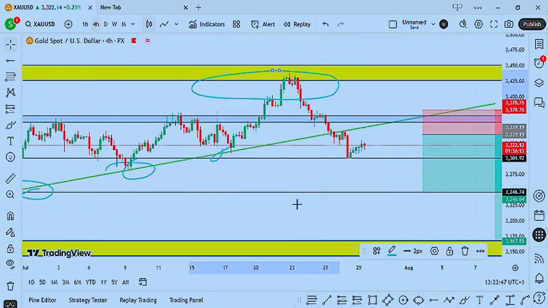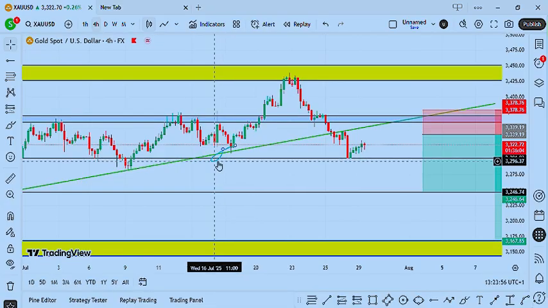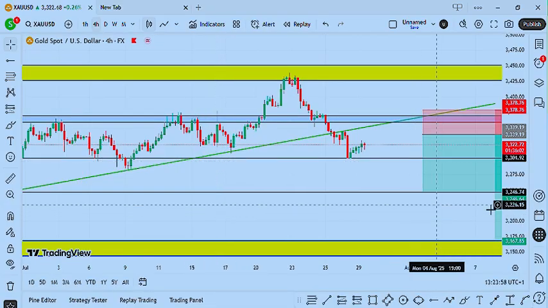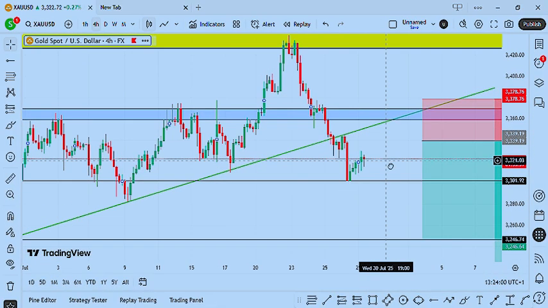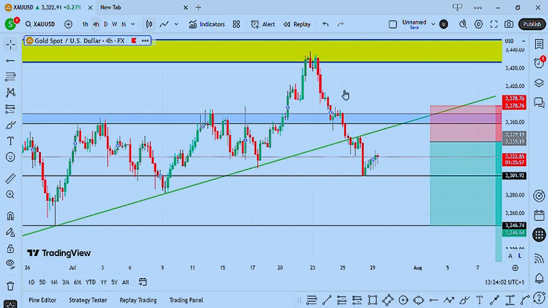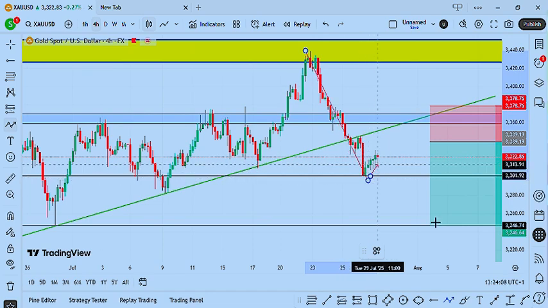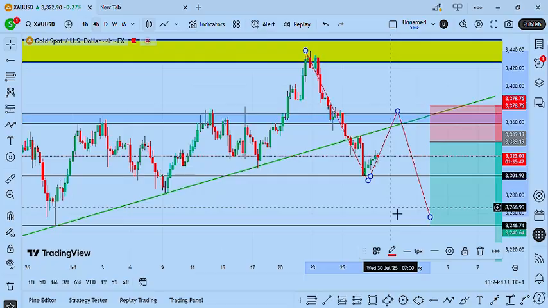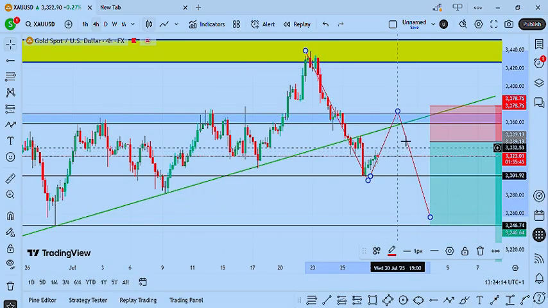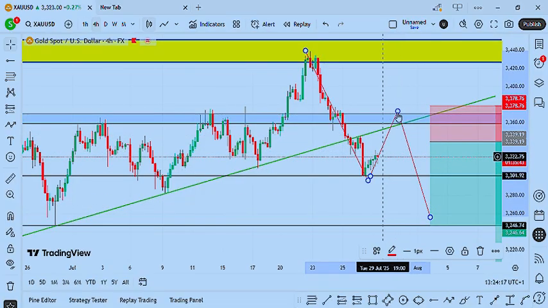Let me delete this. My chart is looking messy right now. I need to delete some parts. All right, so now you see this massive drop on gold. What I'm aiming at is to see if gold can come back to test the supply area here before I jump in.